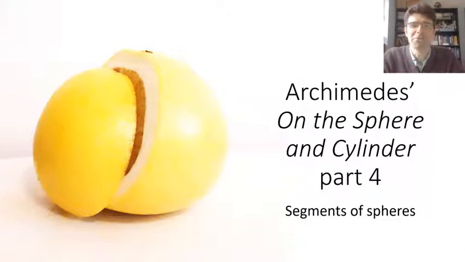Welcome everyone to the last part of my video series on Archimedes on the sphere and cylinder. So far we've seen Archimedes derive formulas for the surface area of cylinders, isosceles cones and spheres, and also for the volume of a sphere. And now we'll look at how he tackled what you get when a plane cuts through a sphere.